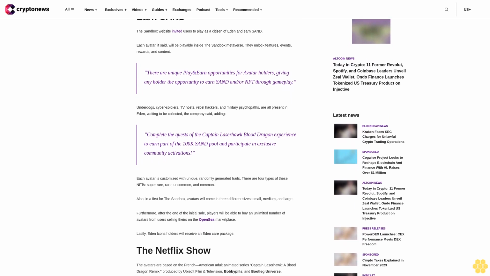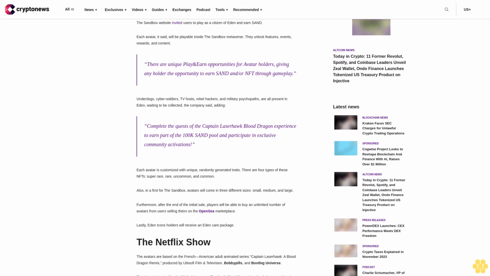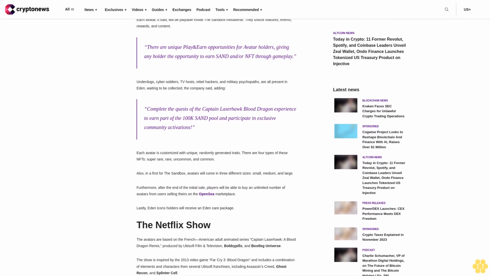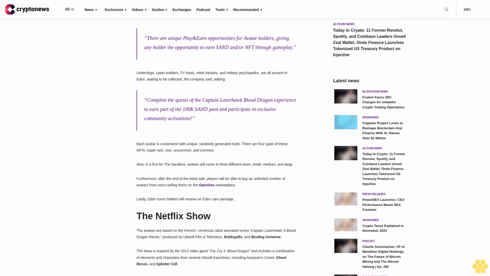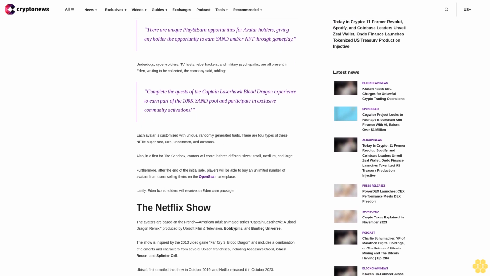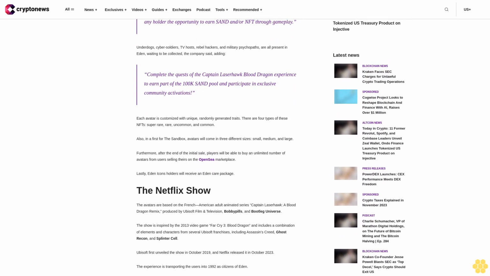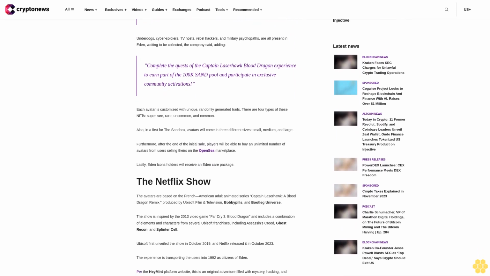or NFTs through gameplay. Underdogs, cyber soldiers, TV hosts, rebel hackers, and military psychopaths are all present in Eden waiting to be collected, the company said, adding, "Complete the quests of the Captain Laserhawk: Blood Dragon experience to earn part of the 100k SAND pool and participate in exclusive community activations."